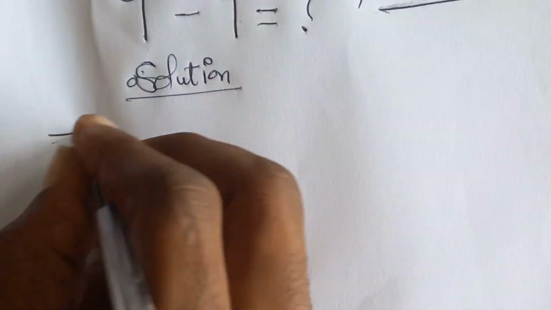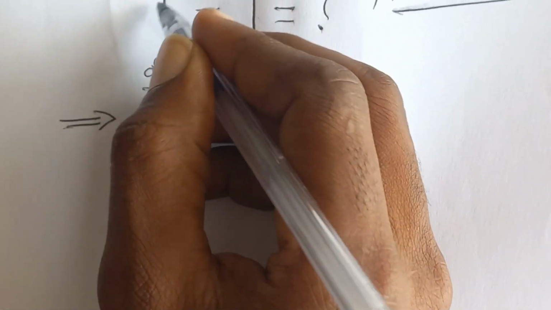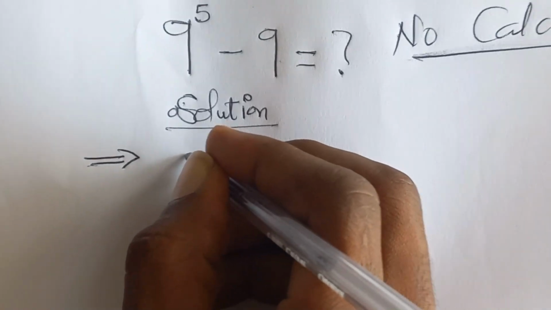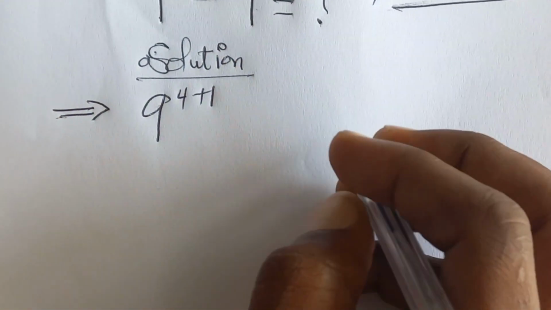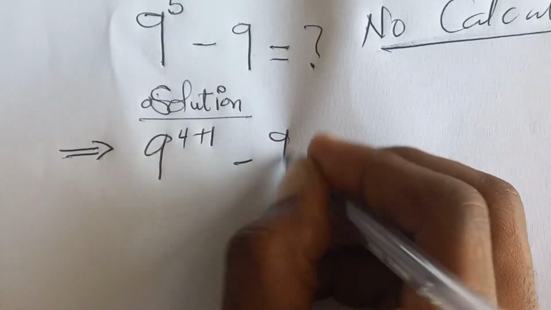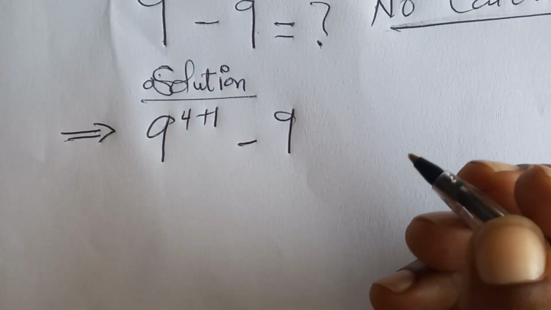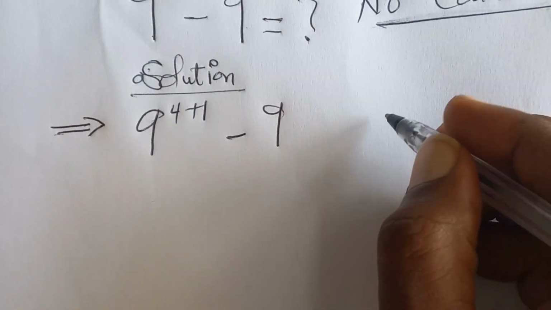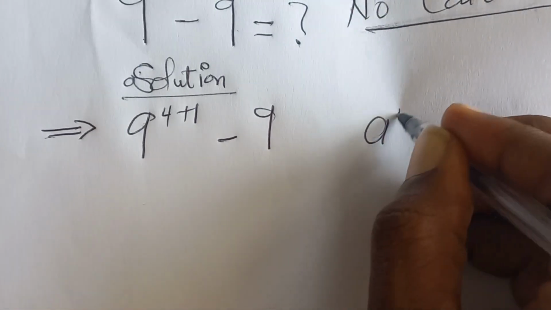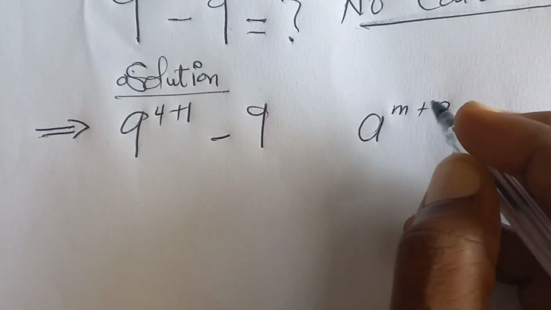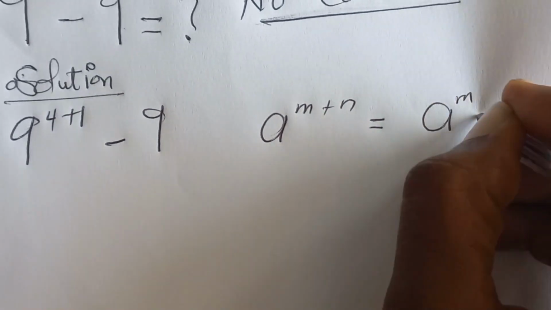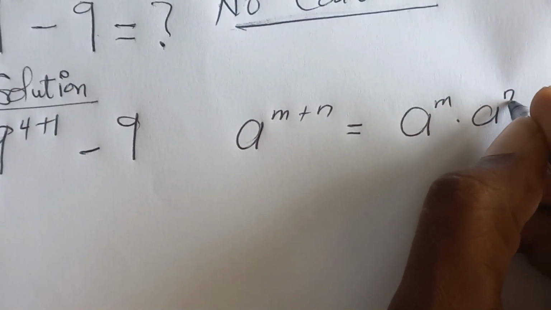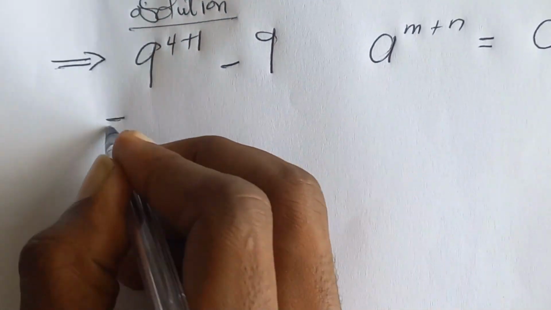So with this, consider 9 exponent 5. We can rewrite it as 9 exponent 4 plus 1, minus 9. And don't forget, in algebra, we have a exponent m plus n. You can rewrite it as a exponent m multiplied by a exponent n. So we are going to apply it here.